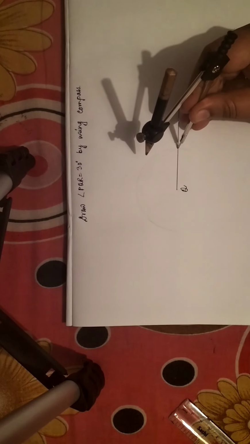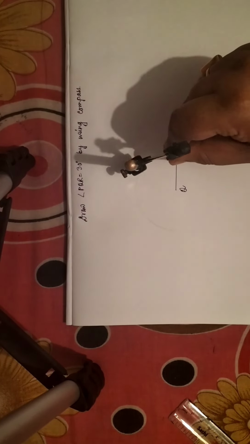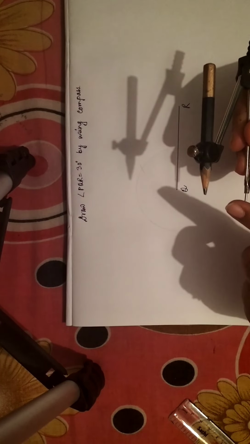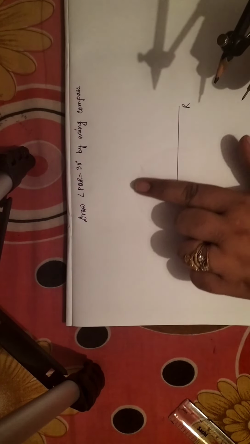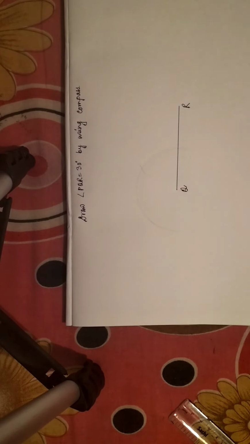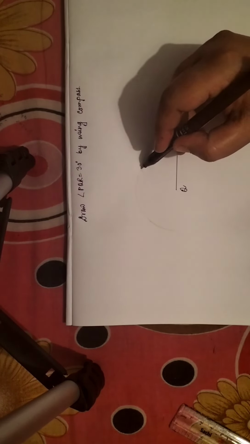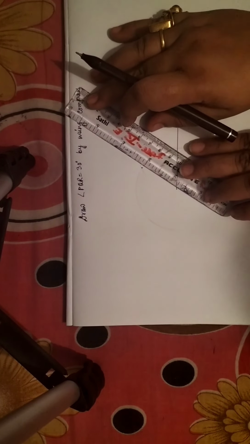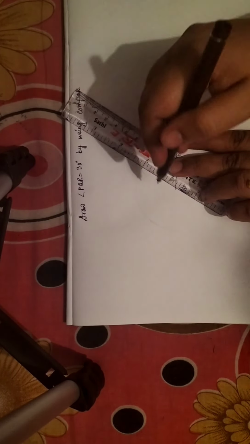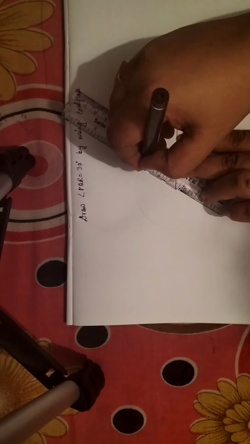An arc is to be drawn with the same radius, taking this point of intersection of this arc and QR as the center. Another arc is to be drawn. Make sure the radius should be the same as it was taken for drawing the first arc. Now this point of intersection of these two arcs should be joined with Q, and hence the angle found is of measurement 60 degree, as we have already seen.